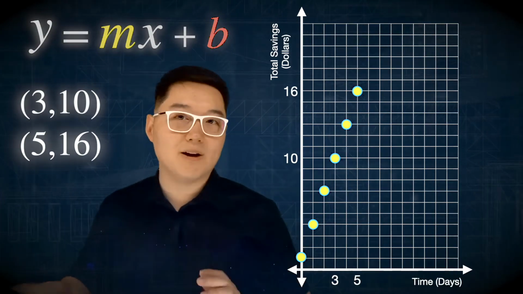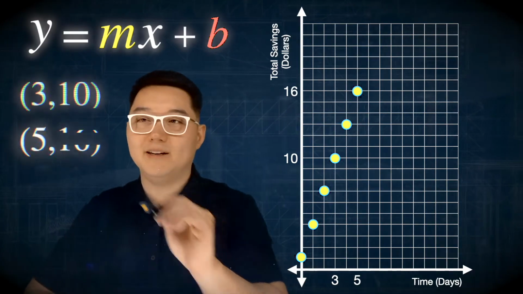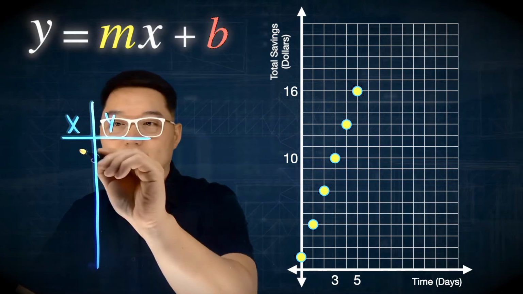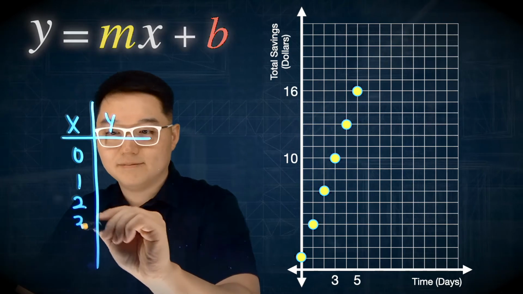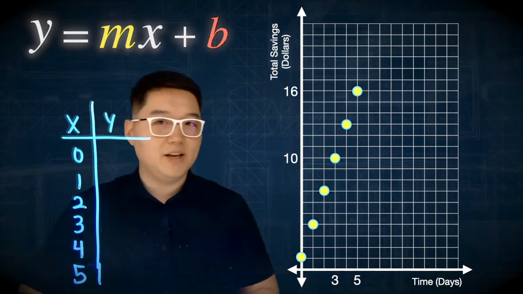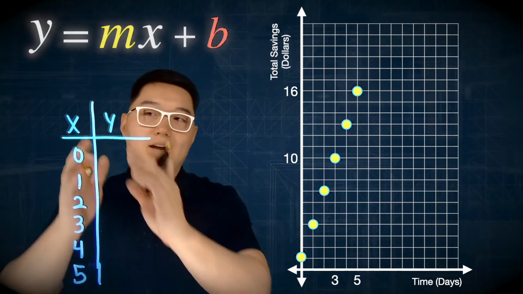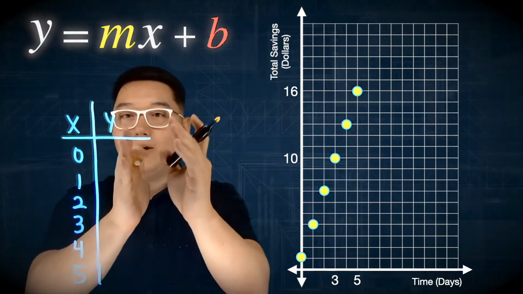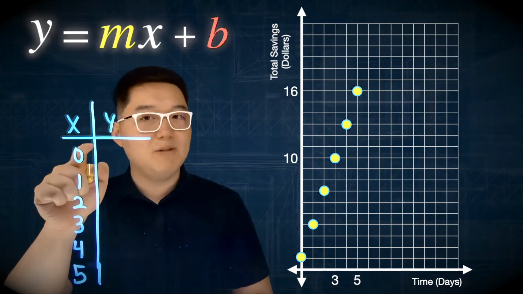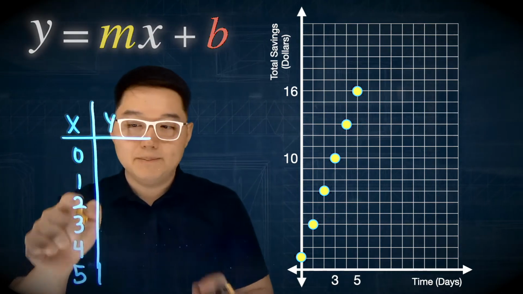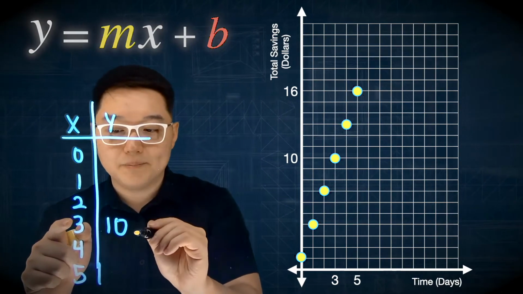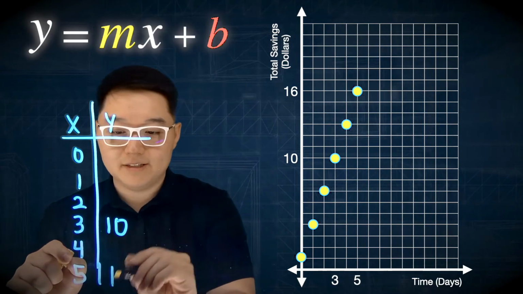We can also organize our work by using our table here. Okay, so here's the table I just created for you guys, where x represents the number of days, and y represents your total savings, or how much money you have. We don't know how much money you have on day 0, but on day 3, we know that we have $10. But on day 5, we have $16.